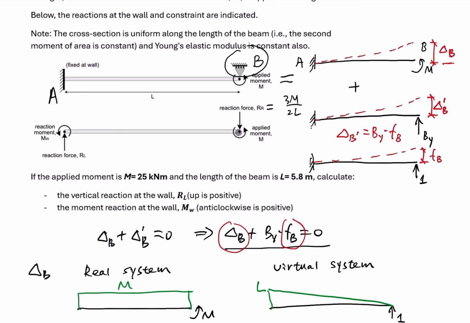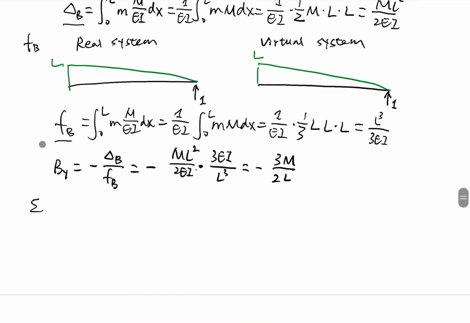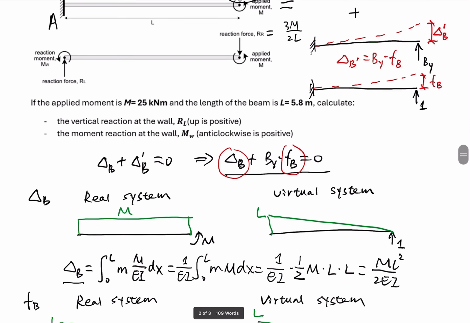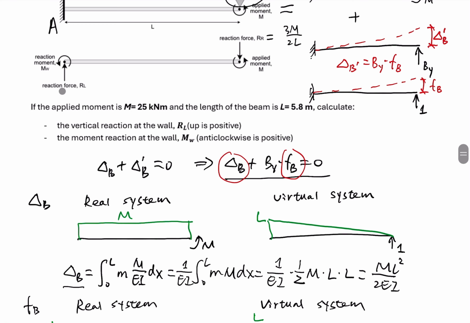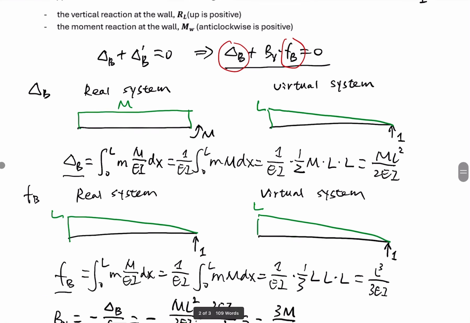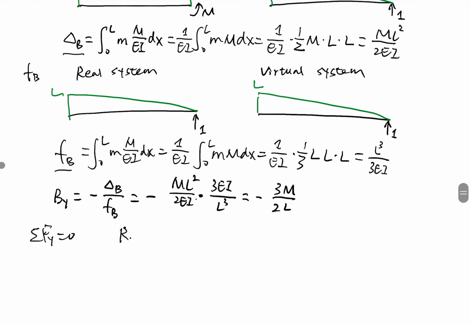So once we know RR, we can solve RL and MA just based on the two equations of equilibrium. If we write down the equation of equilibrium for Fy equal to 0 in the vertical direction, we can easily find that RL is equal to RR. So RL equals RR equals 3M over 2L.